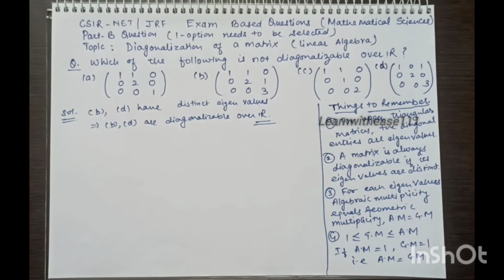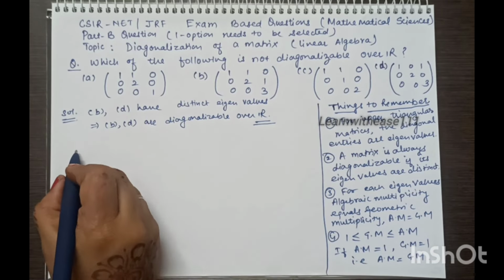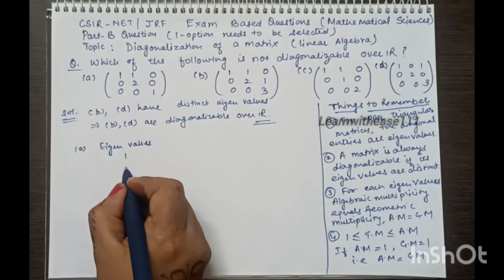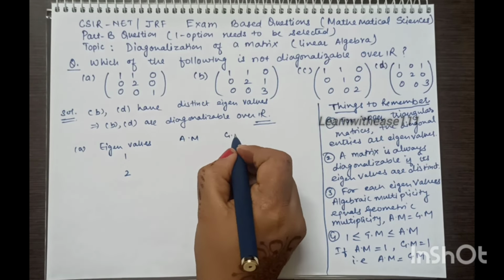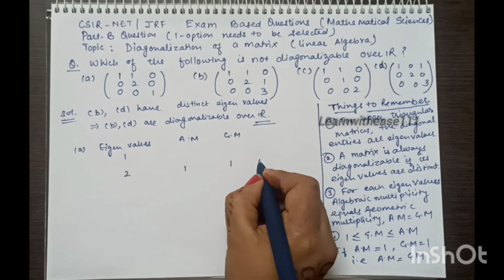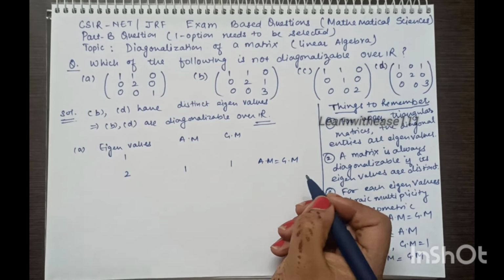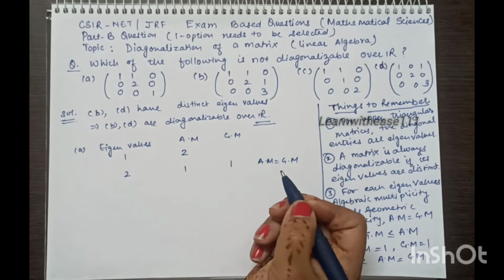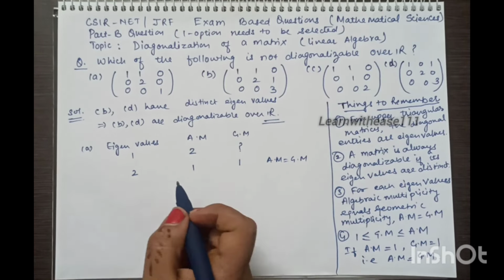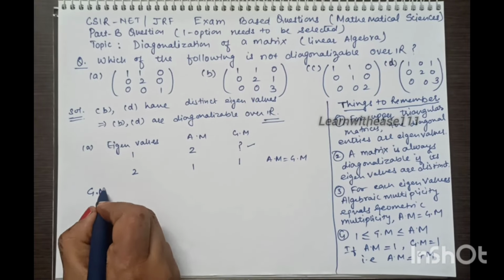Now for matrix A, we can see eigenvalues are 1 and 2. 1 is repeating twice, so algebraic multiplicity for 1 is 2, means it's repeating 2 times. For eigenvalue 2, AM is 1, and in that case GM is also 1. For eigenvalue 1, AM is 2, we need to find the GM. So to calculate GM, there is a formula.